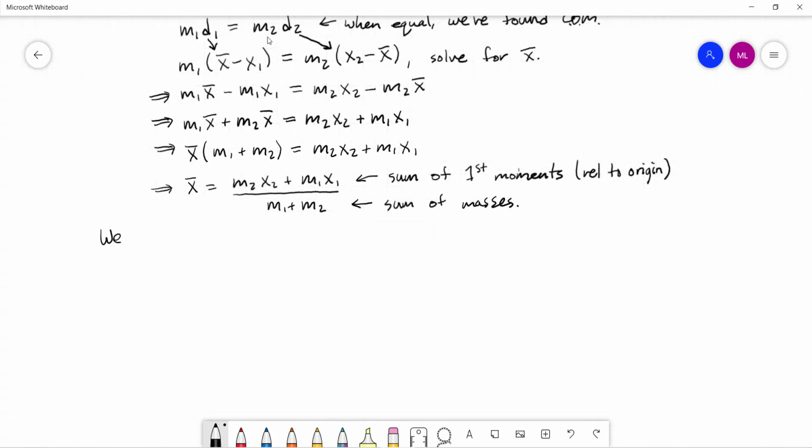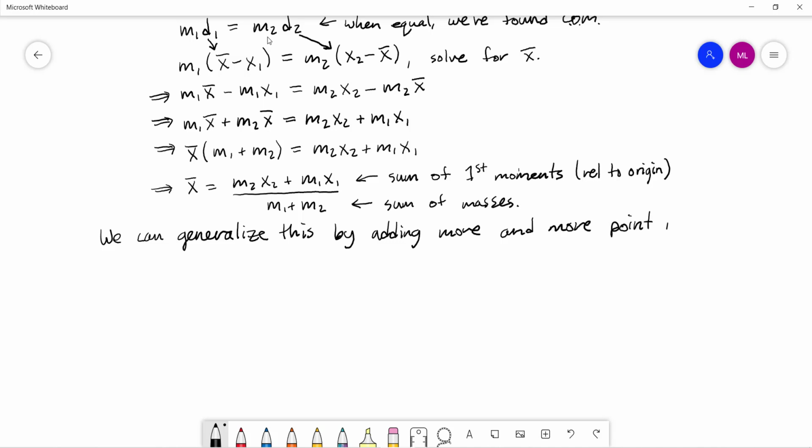So we can generalize this by adding more and more point masses until we essentially have a solid object. Right, so basically take all our individual points, let the number of points go to infinity, and we can treat it as an actual region.